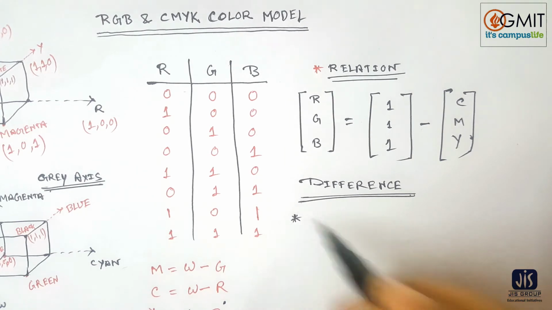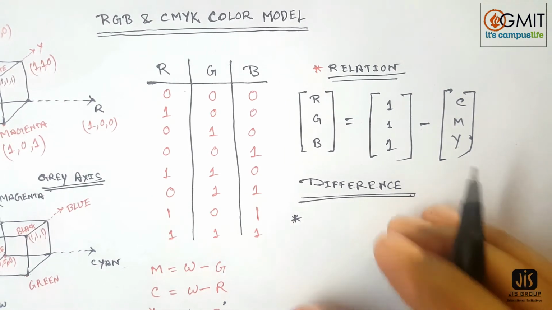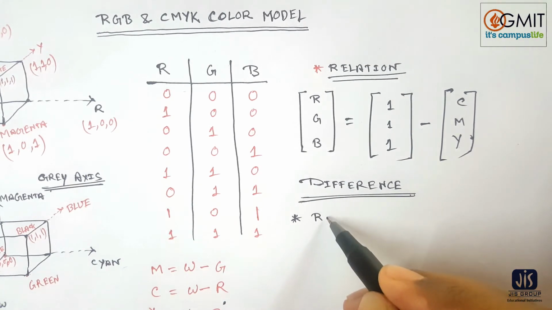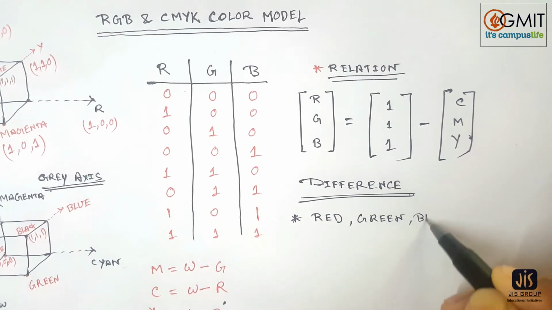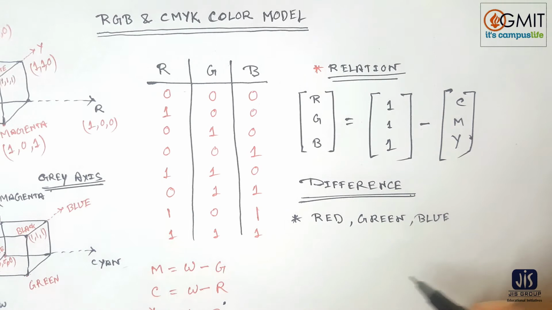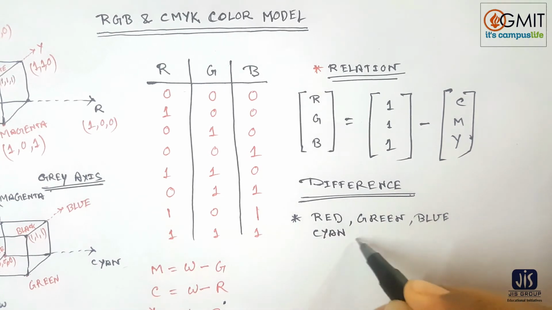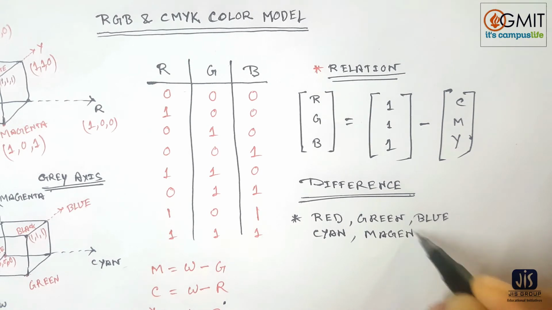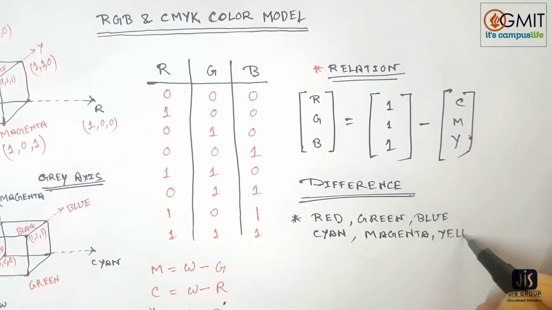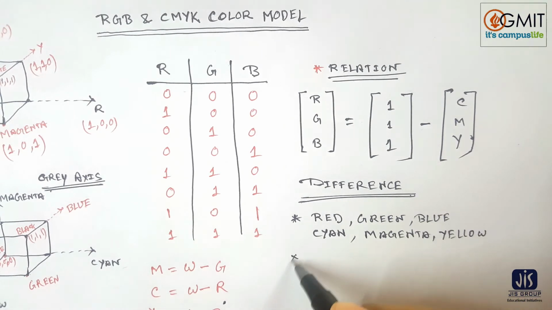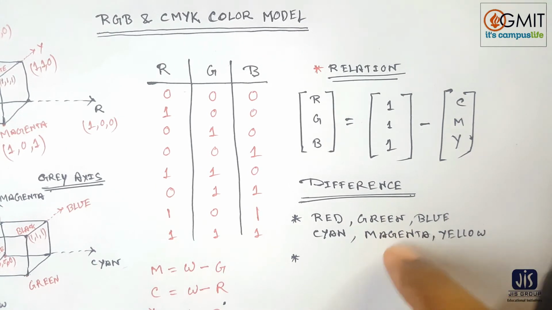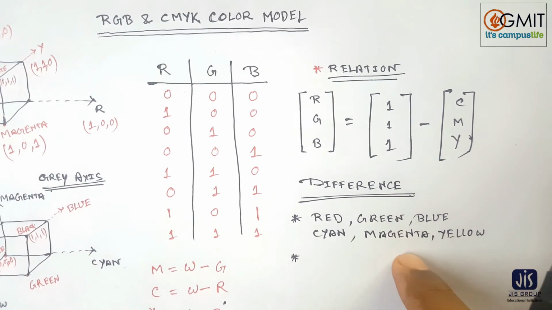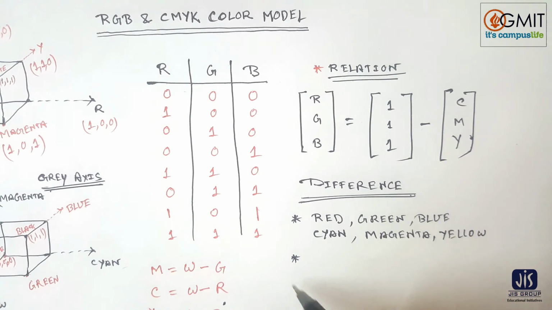Number 1. In case of RGB color model, the primary colors are obviously red, green and blue. But in case of CMY, cyan, magenta and yellow. So this is a difference. Next point, in case of RGB, the secondary colors are cyan, magenta, yellow. That is, we are just reciprocating our first point. But in case of CMYK, our secondary colors are red, green, blue.